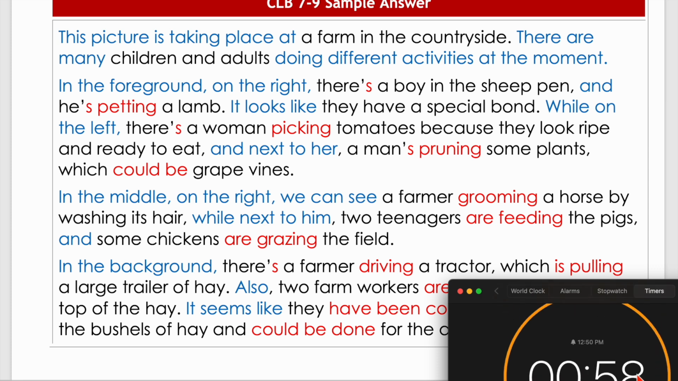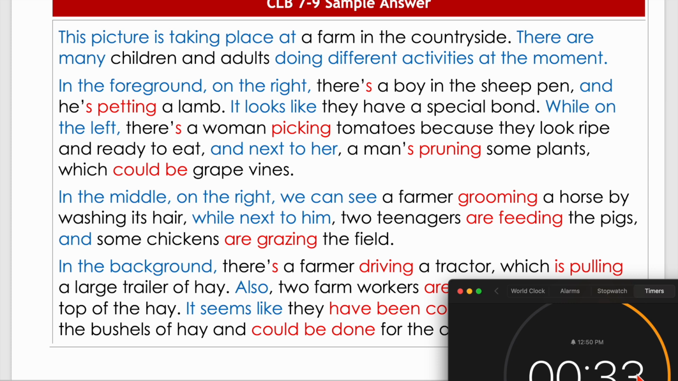This picture is taking place at a farm in the countryside. There are many children and adults doing different activities at the moment. In the foreground on the right, there's a boy in the sheep pen and he's petting a lamb. It looks like they have a special bond. While on the left, there's a woman picking tomatoes because they look ripe and ready to eat. And next to her, a man's pruning some plants, which could be grapevines.